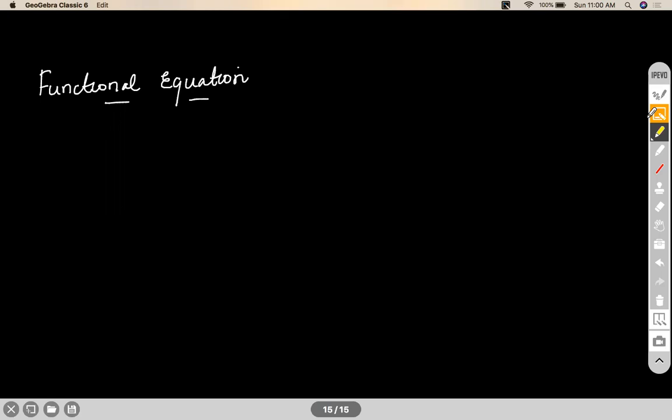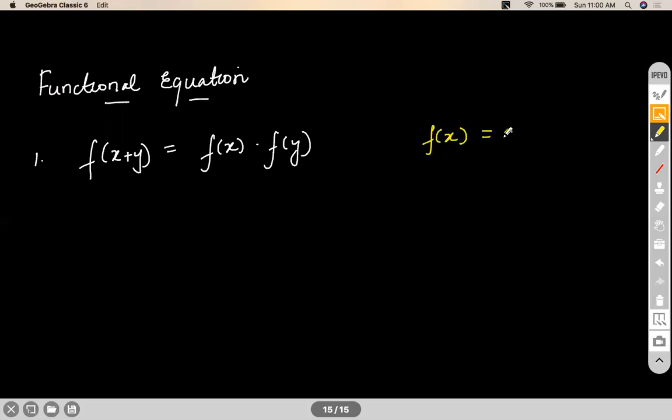Okay, so let me give you some instances of functions that satisfy certain functional equations. The most commonly seen one is this one: f of x plus y is f of x into f of y. Mostly the functions which satisfy these kinds of functional equations are of the type a to the power x. So this is a commonly seen solution for this type of functional equation, and I don't think I need to tell you why.